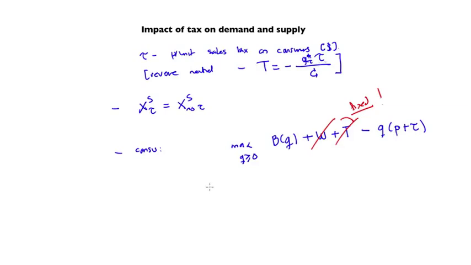That implies that the demand with the tax at any price P, and this is the market price, not the net price paid by the consumer, it's just the market price, is equal to what it wanted to buy, or the demand, before the tax when the prices were P plus tau.